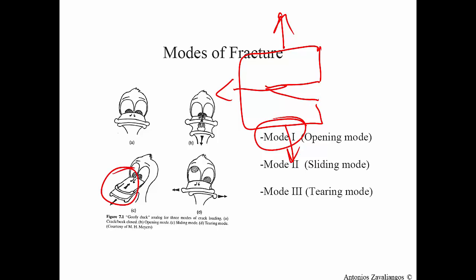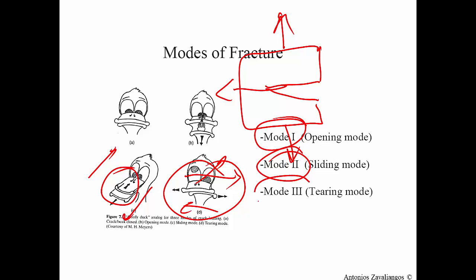For example, here, the crack can grow under a force which is actually parallel to the plane of the crack and the direction of the propagation. Here we have a force which is parallel to the plane of the crack, and the propagation of the crack actually is in the normal direction of the force. So these are called the sliding mode or mode 2 and the tearing mode or mode 3.